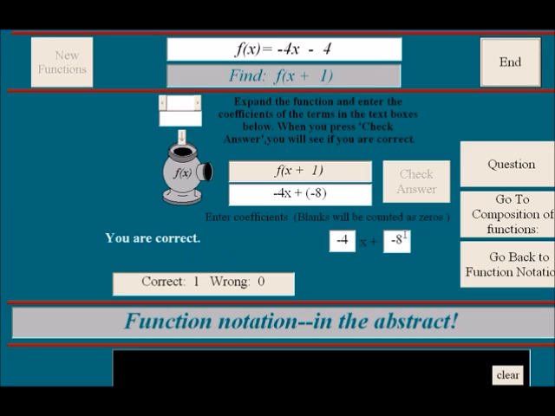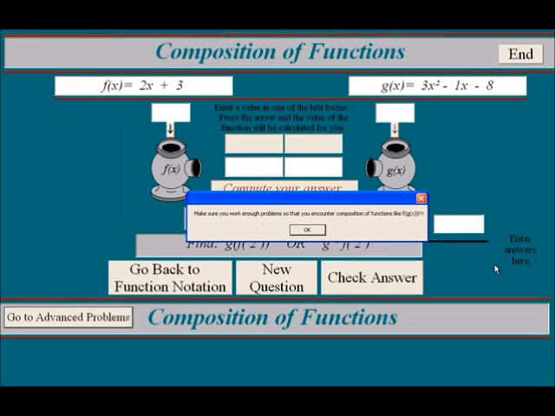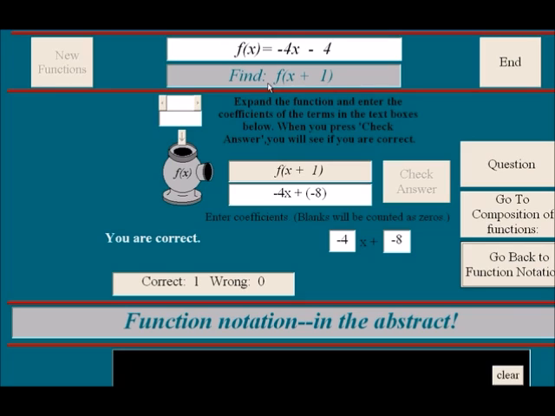Now, sometimes things get a little complicated here, and you might have to use all your Algebra 1 skills to do this. Function notation in the abstract. We need you to know this in pre-calculus and calculus. This program is something that you should come back to again and again until you get really familiar with function notation. Go back to function notation, simple function notation, composition of functions, and then advanced problems where we put in algebraic terms for x. Hope you get it. Thanks.